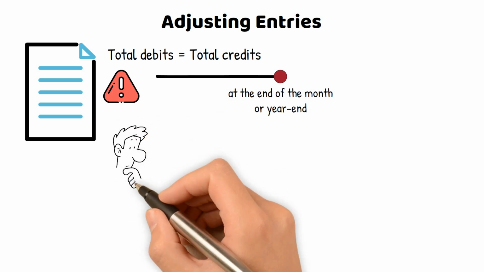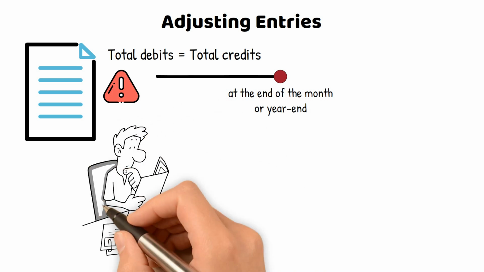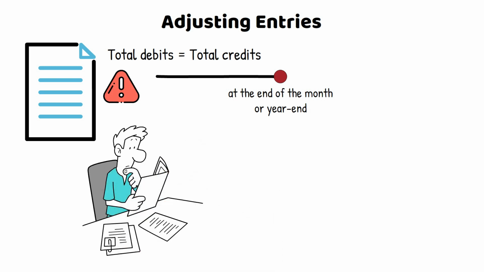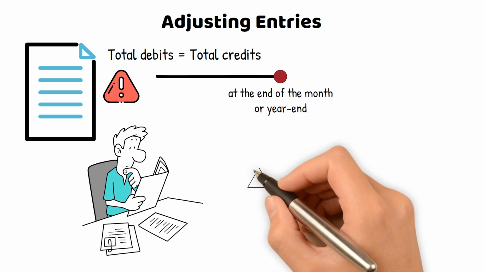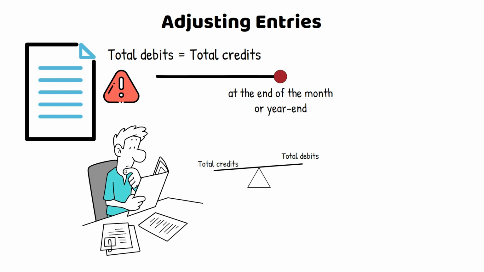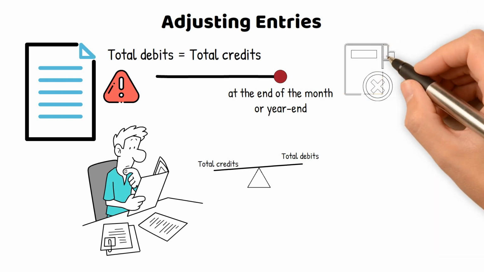Once the unadjusted trial balance is prepared, the accountant can review the balances in each account to identify any errors or omissions. For example, if the unadjusted trial balance shows that the total debits exceed the total credits, this could indicate that a transaction was recorded incorrectly or that an account was omitted.